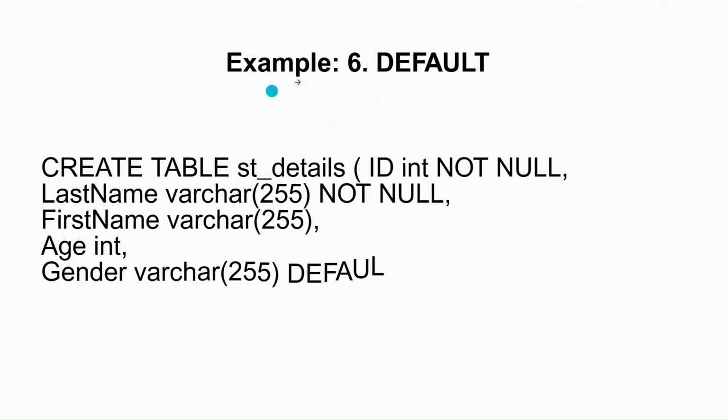Then for the sixth one, we have a default. So this sets a default value for a column if no value is provided. So if any of the column is empty, it will give you a default value. All right. So here for the gender varchar, we have given a default value as male here.